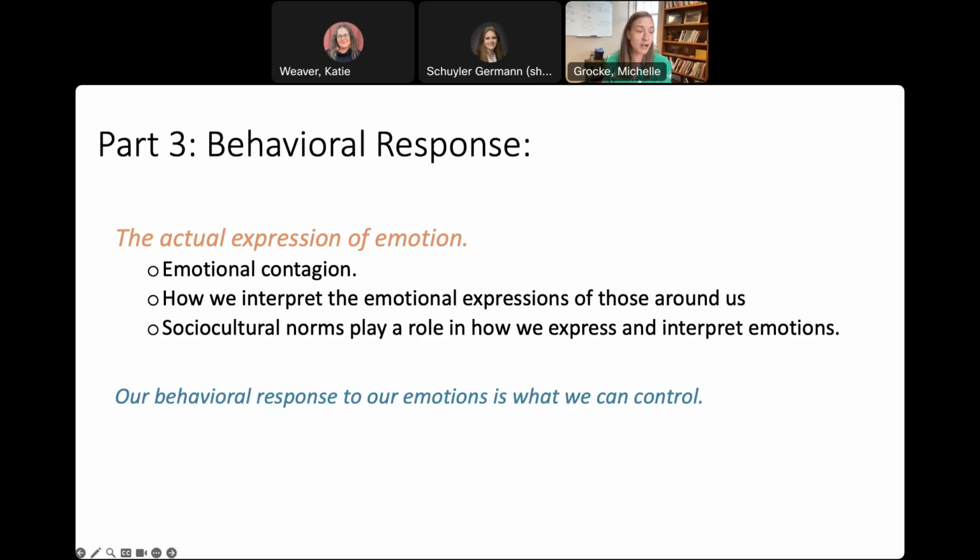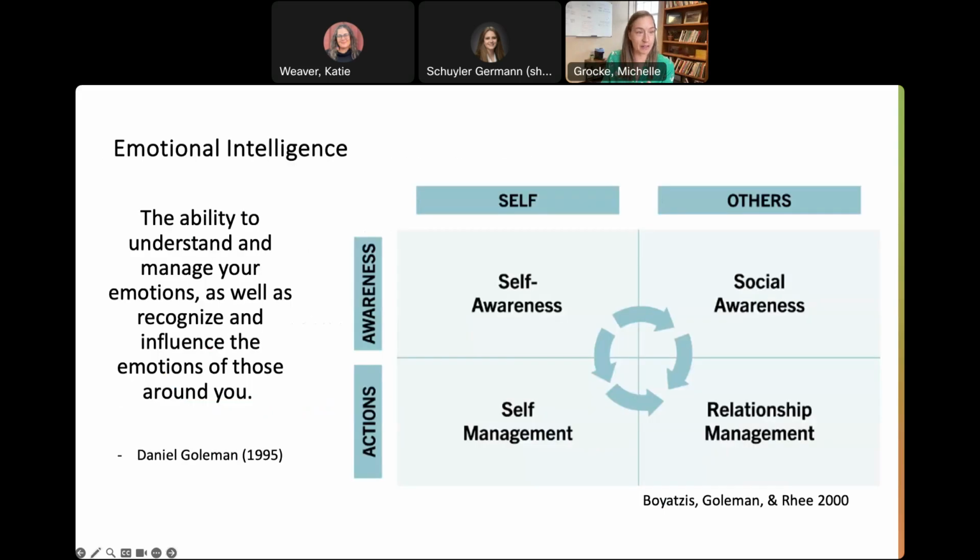And also our behavioral response. Really, this part of it is what we can control. The subjective experience, we don't have that much control over. The physiology, we don't have that much control. But here, our reaction to that emotion is something that we can work on. So that's what we're going to talk about now in the talk.